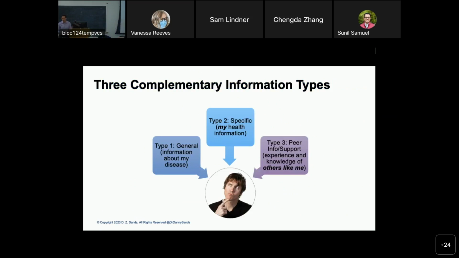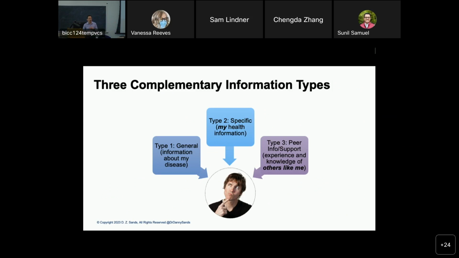I'd say there are 3 types of information I want to talk about. Type 1 information, as I define it, is general information. Let's talk about diabetes, okay? What is diabetes? What happens in diabetes? How do people get sick with it? Why do people get sick with it? How do we follow it? What are the complications and so on? That's type 1 information.